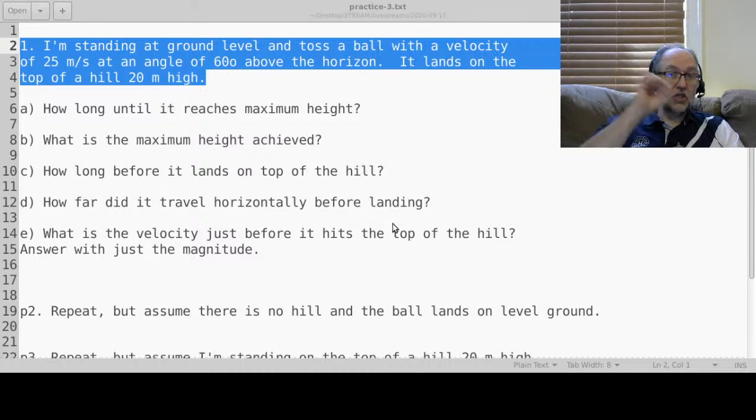Actually, what's the velocity just before it lands on the top of the hill? Because I don't want the ball to interact with the hill. Then you can't use the equations that I gave you.